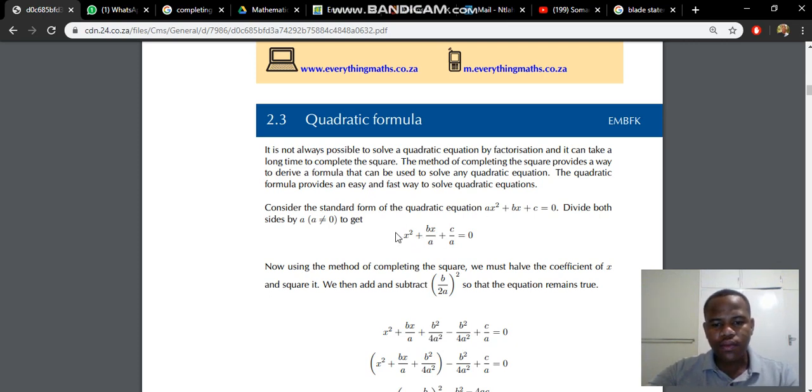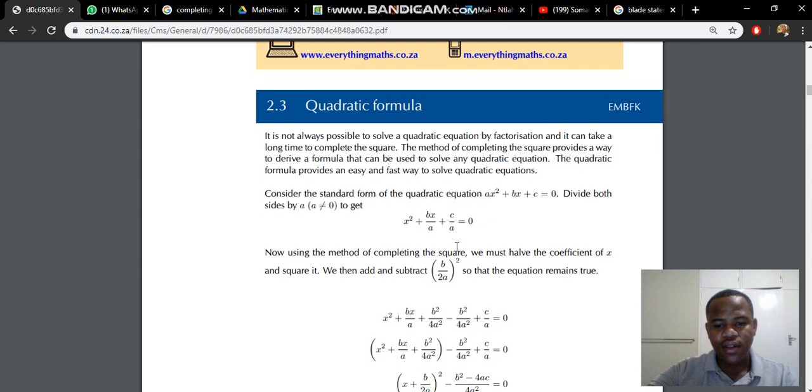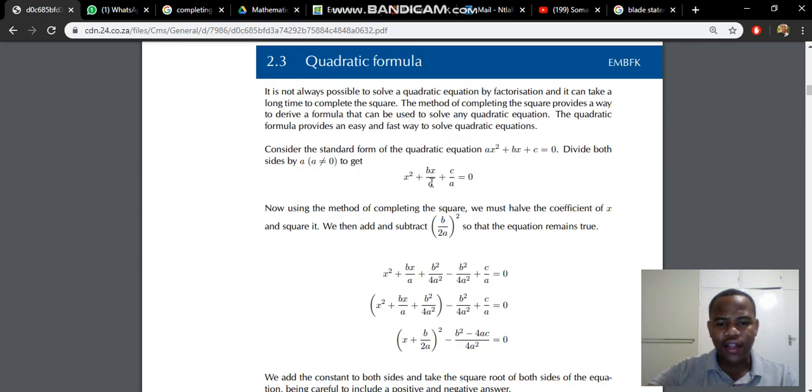So the value of a, we will have to divide by it. We can divide by it in this case. Why? Because it's an equation. After dividing by that, we'll have to take this term over here, the coefficient of x, divide it by 2 and square it.